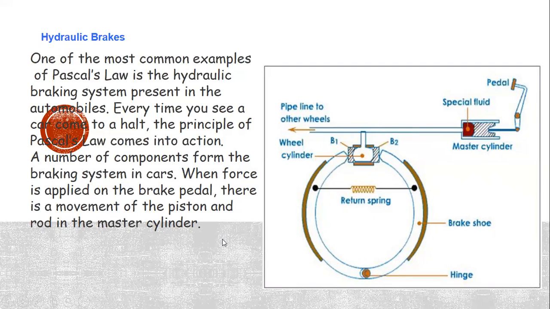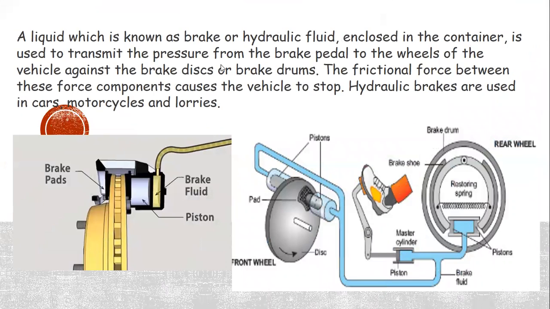So how it operates: these are the brake shoes, so when the brake shoe moves the brake pads, they stop the movement of the wheel. Now, how does it happen? The liquid, known as brake fluid, is enclosed in the container. You can see that this is the brake pedal. When we apply the brakes, this is pushed down, which in turn pushes this cylinder outward. All these tubings are filled with incompressible fluid.